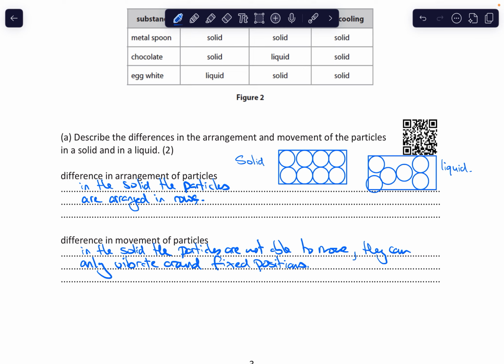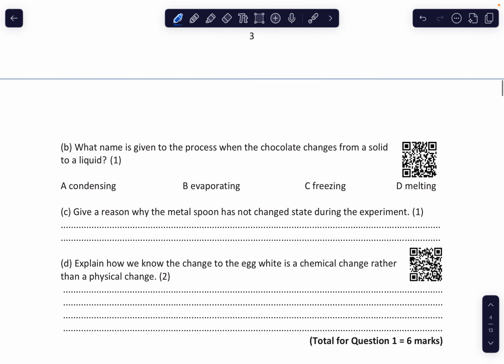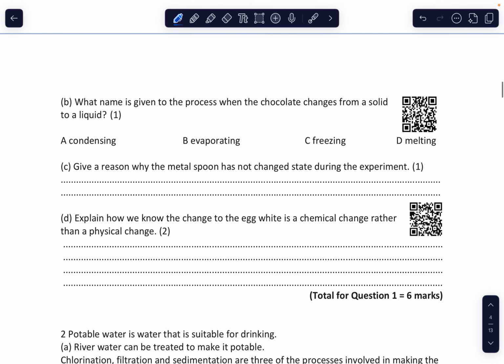Next one. What is the process going from a solid to a liquid? Going from solid to liquid, we have got the process of melting, which is option D. Give a reason why the metal spoon has not changed. The metal spoon hasn't changed because its melting point is too high. So the heat hasn't got hot enough. So its melting point is too high.